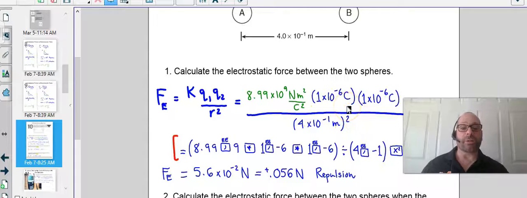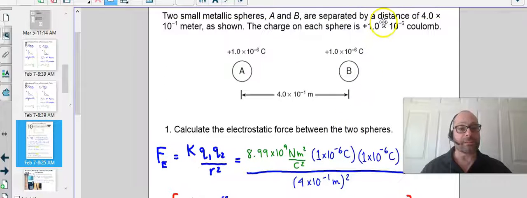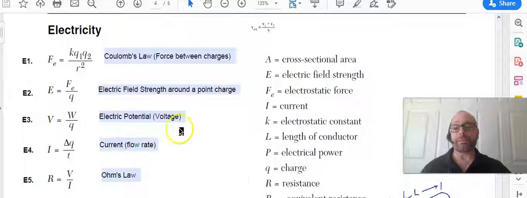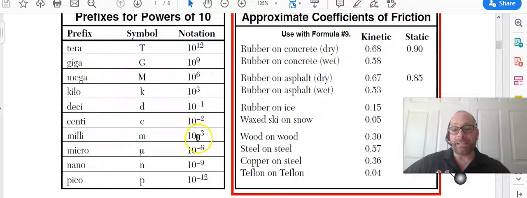So let's just take a look right now at this little 10 to the negative 6, and the problem gave us 10 to the negative 6. That's a micro Coulomb. Micro. On the front page of the reference table, there's a chart at the bottom left corner that reminds us that 10 to the negative 6 is a micro.